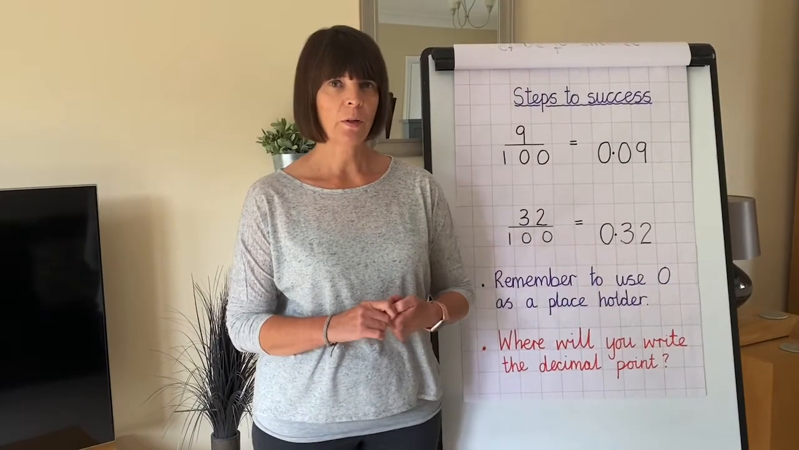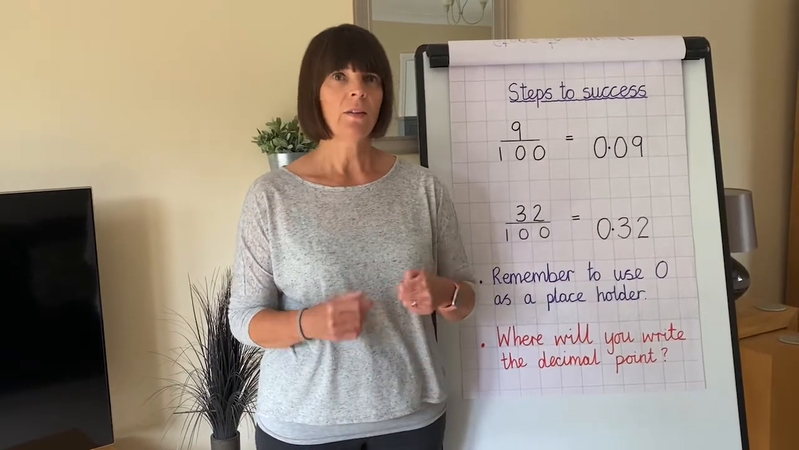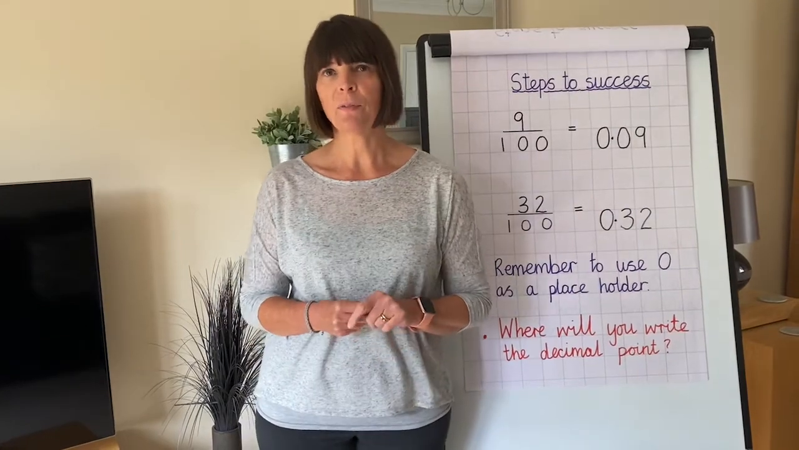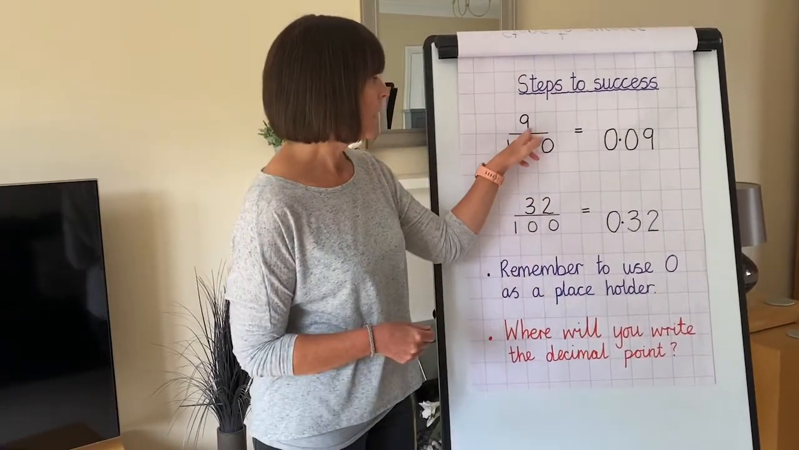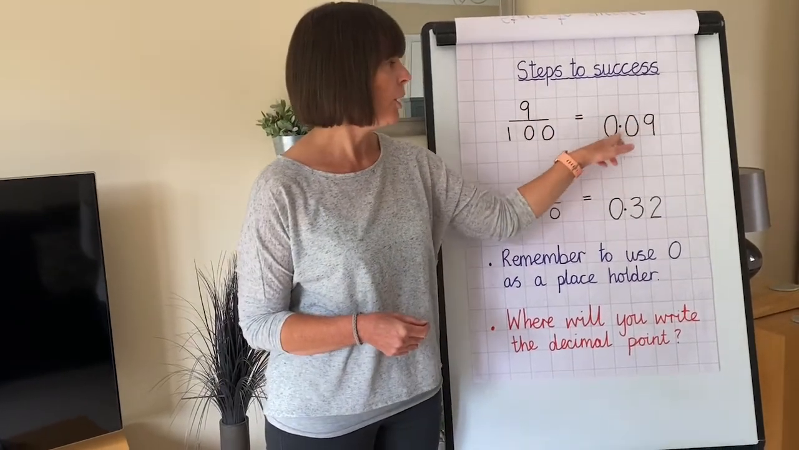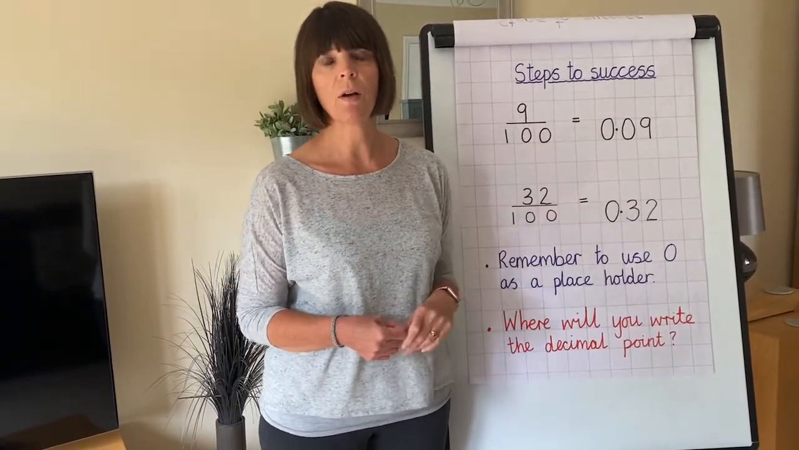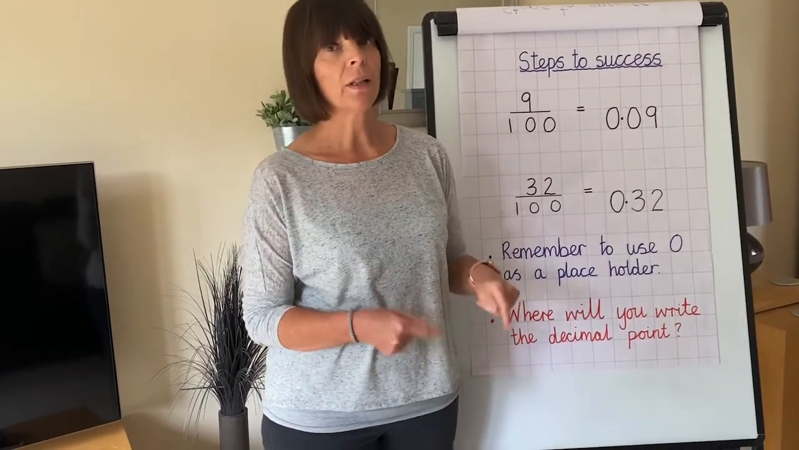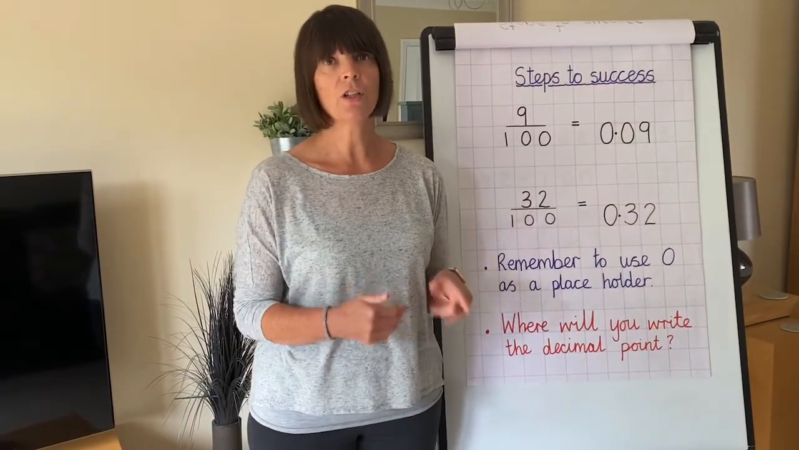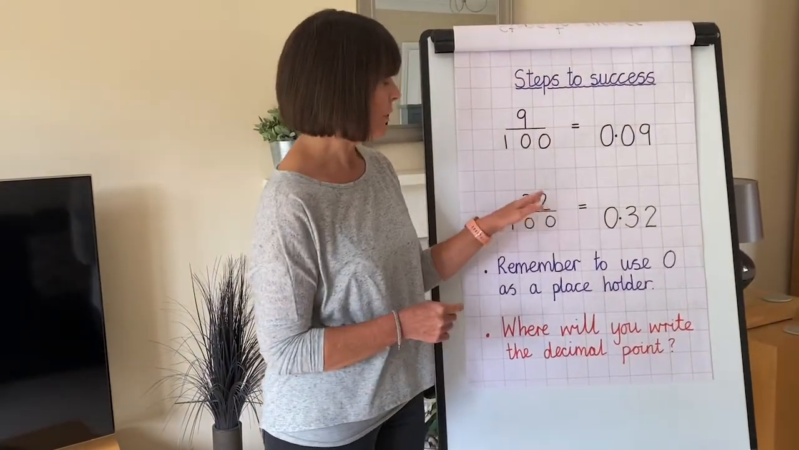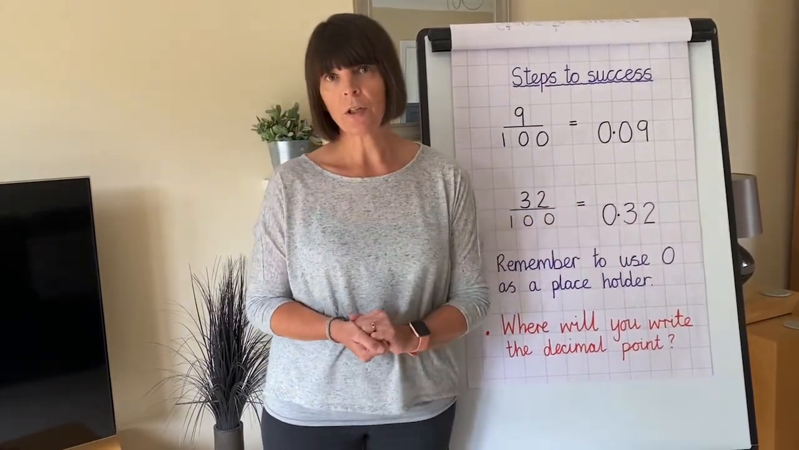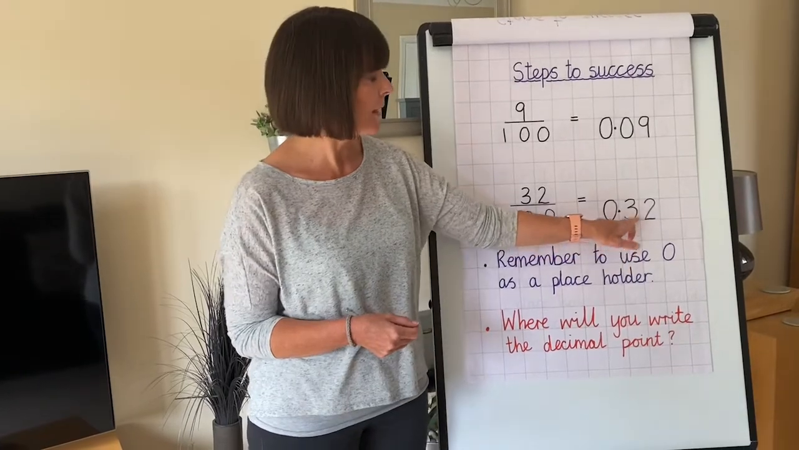Right, okay, year 4. So we've just looked at writing hundredths as decimals, and we're going to look at our steps to success now before we look at our chilly challenges. So here I've written 9 hundredths as a fraction, and as a decimal we would write that as 0.09 using those zeros, very importantly as a placeholder. And then here we've got 32 hundredths, 32 out of 100, 32 parts out of 100, which is the same as 0.32. So that's how we would write 32 hundredths as a decimal.